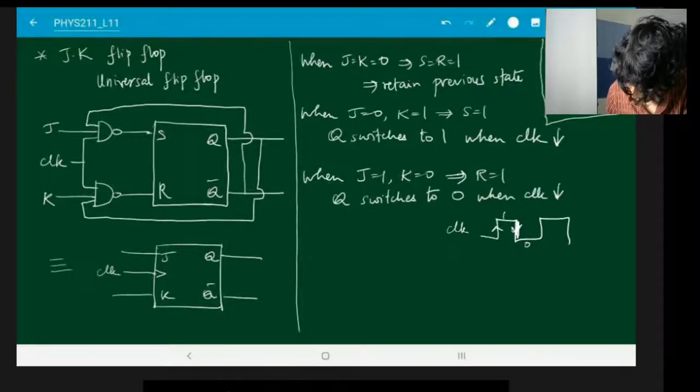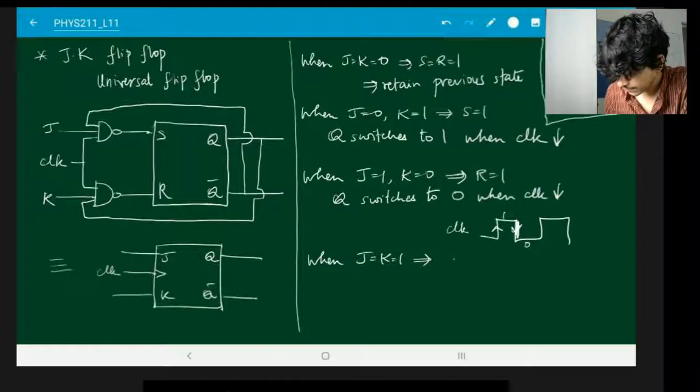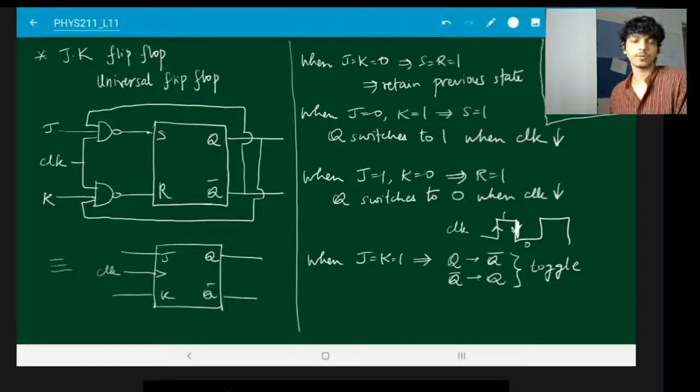And when J and K are both 1, you can check this, Q and Q bar become opposite. So Q goes to what was initially Q bar. Q bar goes to what was initially Q. So this state is called the toggle state. It's like a toggle switch. If it was 1 before, it becomes 0 now. If it was 0 before, it becomes 1 now. So this is your JK flip-flop.